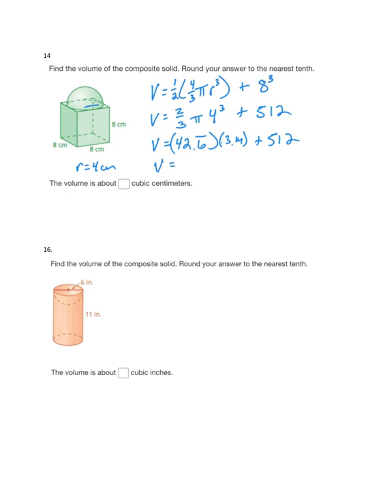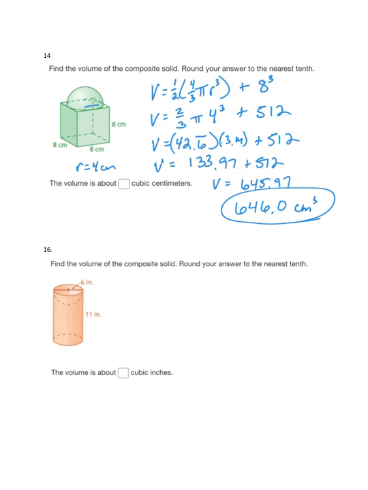So when I multiply that, I get 133.97 plus 512. And I get 645.97. So to the nearest tenth, that will be 646.0 cubic centimeters.